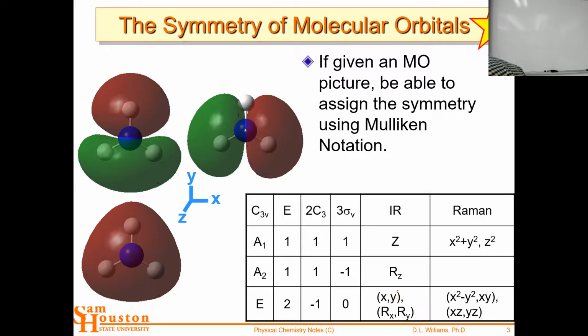And so then we go and find the y-axis in the character table. It's right here. And so this orbital here looks like the y-axis. And then that's E. And so we would label this orbital E.